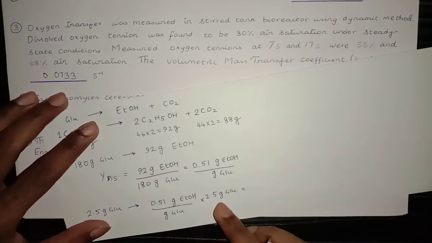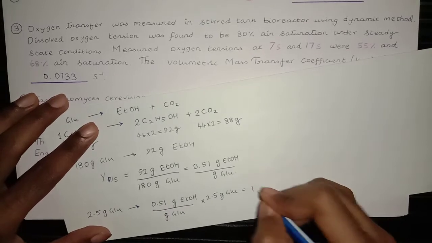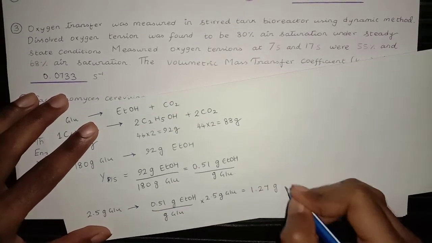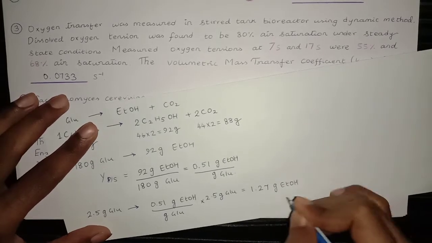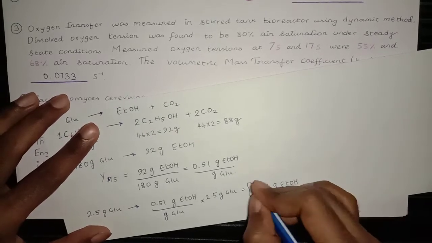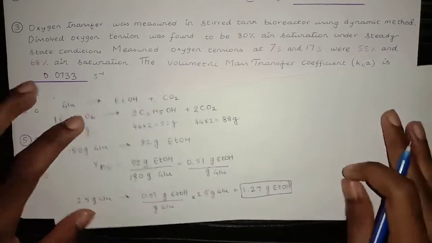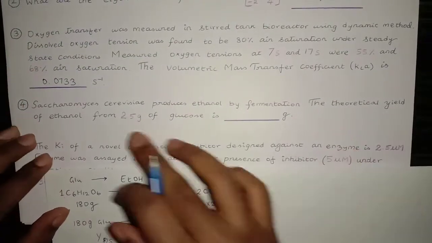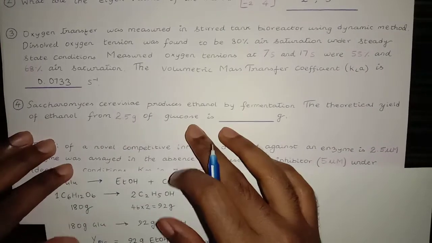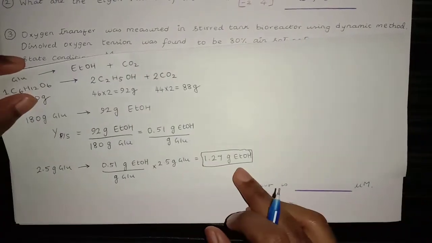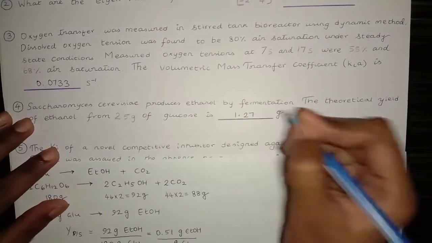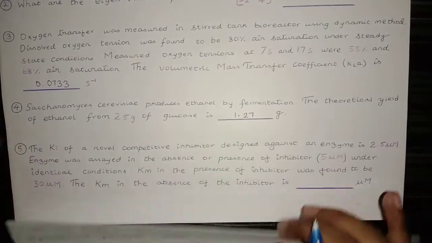Which is half of 2.5, that is 1.27 grams of ethanol. Yes. So the theoretical yield of ethanol from 2.5 grams of glucose is 1.27 grams of ethanol. So 1.27 grams. Next, fifth question.